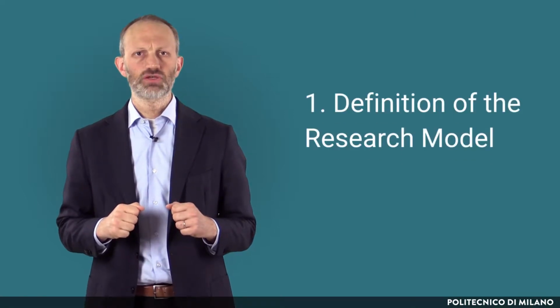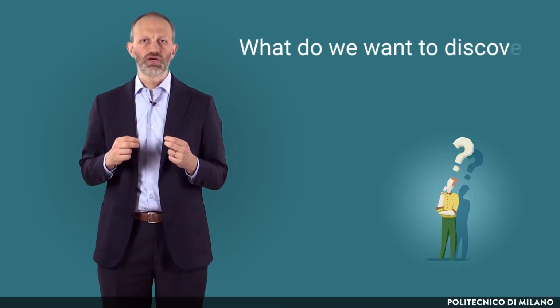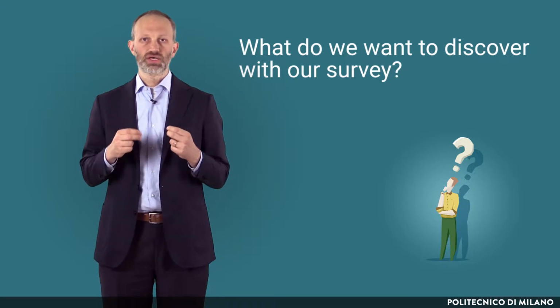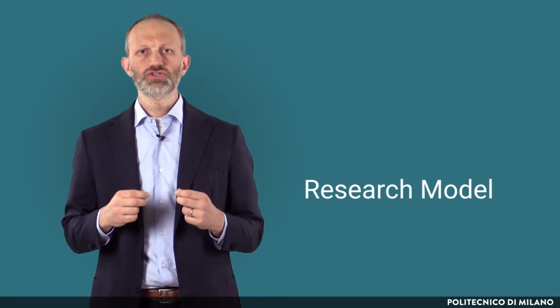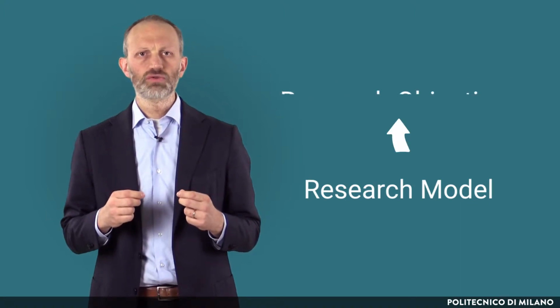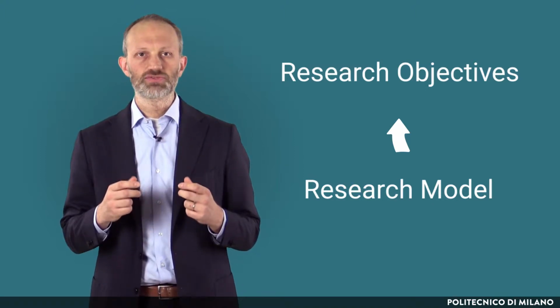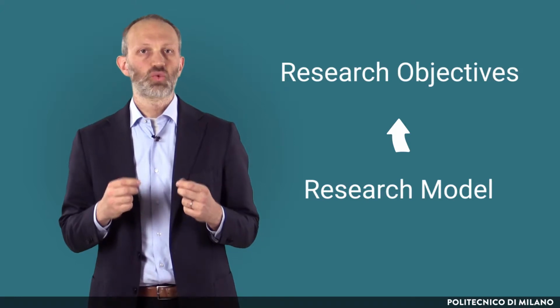As we have seen, the first fundamental phase of the survey research process is the definition of the research model. When we start designing a survey, the first question we should ask ourselves is, what do we want to discover with our survey? In this lecture, we will see how to answer this question. Defining the research model means, first of all, to clearly define the overall research objectives in terms of main goals that the research aims to reach, or main research questions to answer.